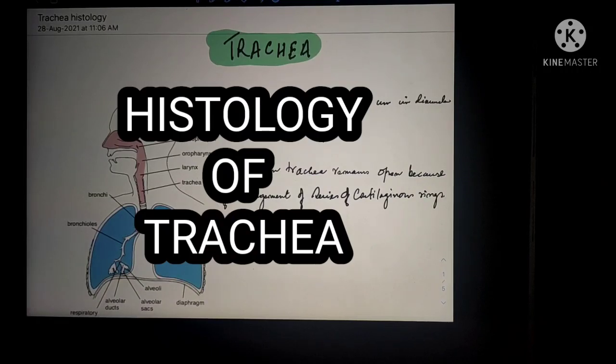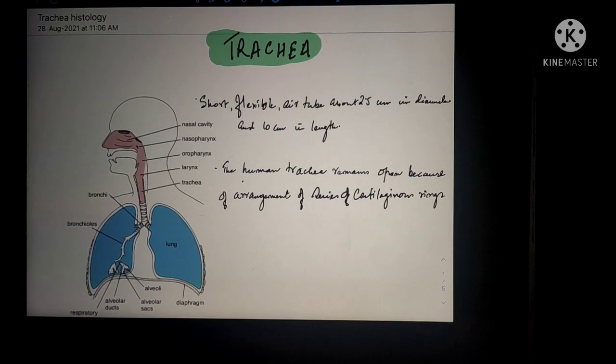Hello everyone, so today we're going to talk about the histology of the trachea. The trachea is a short flexible air tube about 2.5 centimeters in diameter and about 10 centimeters in length. It extends from the larynx to the middle of the thorax where it divides into two primary bronchi. The main function of the trachea is to act as a conduit for the air to reach the lungs, and in the process it also conditions the air.